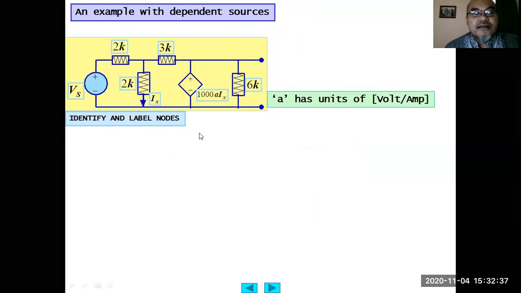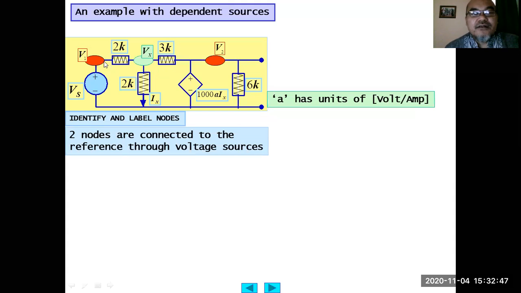So identify and label the nodes. This is V1. This is Vx. This is V2. Two nodes are connected to the reference through the voltage source. V1 is connected through this Vs. V2 is connected through this dependent voltage source. So V1 equals Vs. V2 equals 1000 A Ix. So A here is a conversion factor having a unit of volt per ampere.